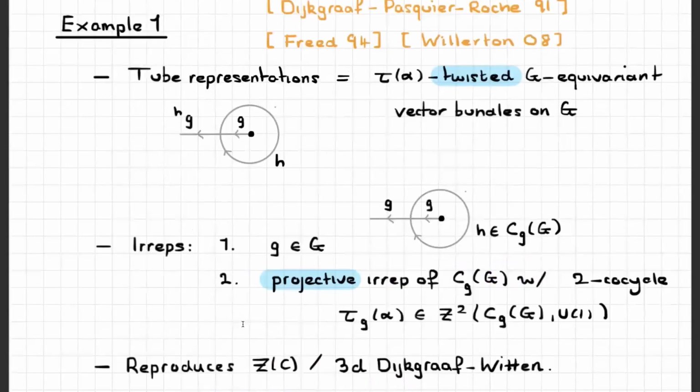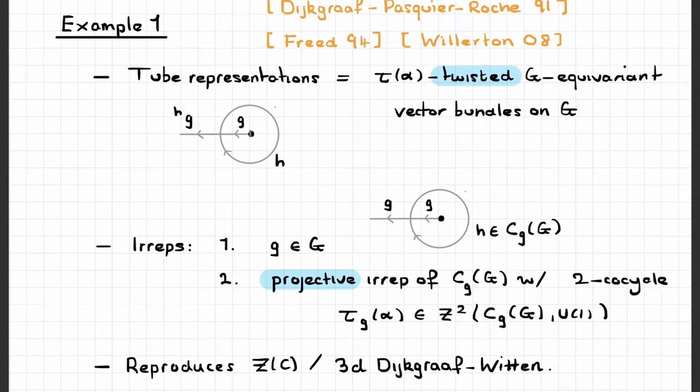Okay, so that's what it looks like for a group. The representations are also easy to work out, and they've been well studied for a while. So this goes all the way back to Dijkgraaf, Pasquier, and Roche in '91, Freed in '94, and then more recently, Willerton gave a nice geometric interpretation of these ideas. So the tube representations in this case, representations of this algebra, you can think about them as vector bundles on G with an equivariant action of G on itself. But again, that action is twisted due to the presence of the anomaly.